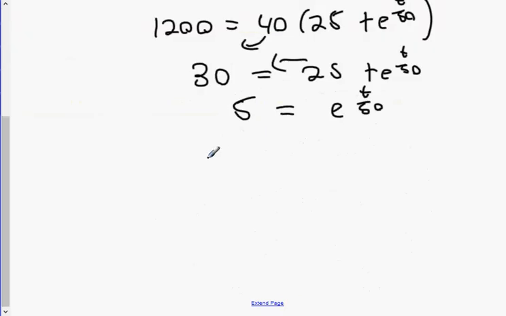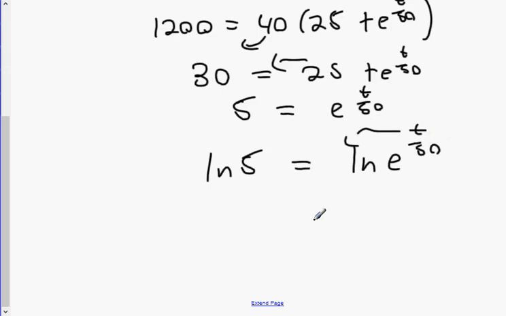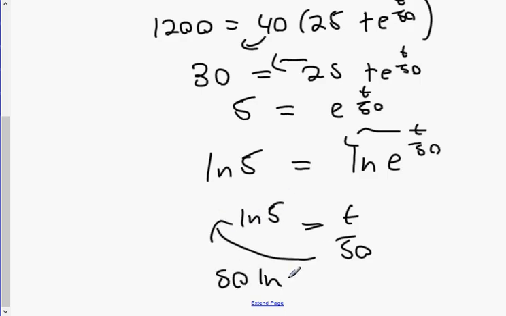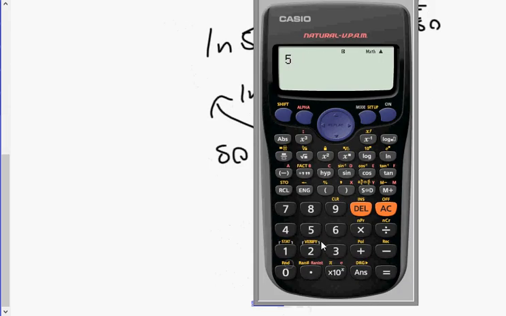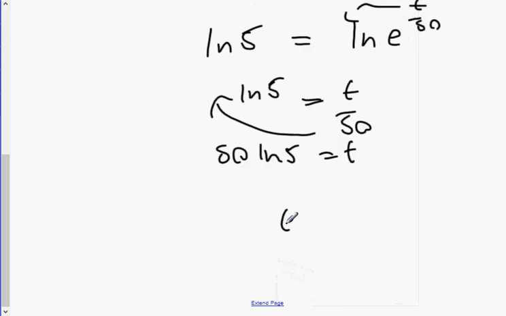How did you get rid of a t in the power position? ln both sides. And then what do we do next? Bring down the power. ln e is 1. t over 50 equals ln 5. Bring up the 50: t equals 50 ln 5. Anybody in the calculator? Race. 80.47 or 80.5 days.